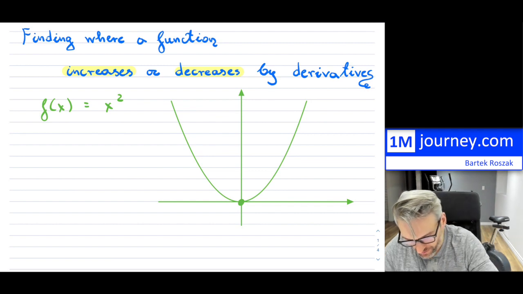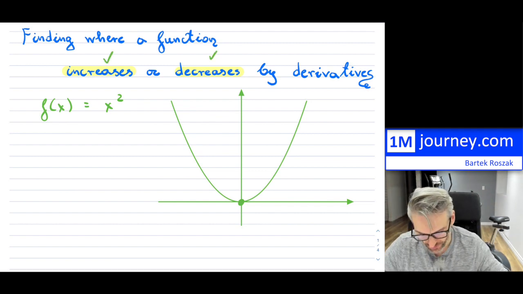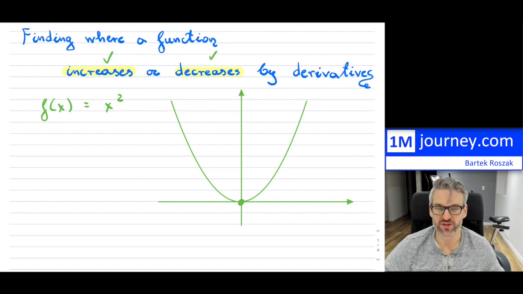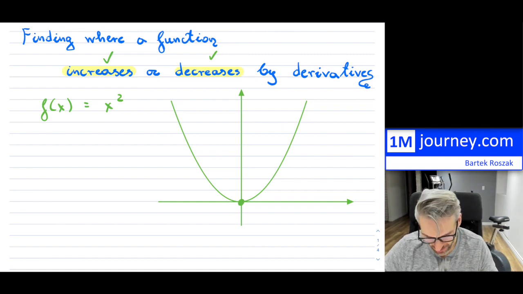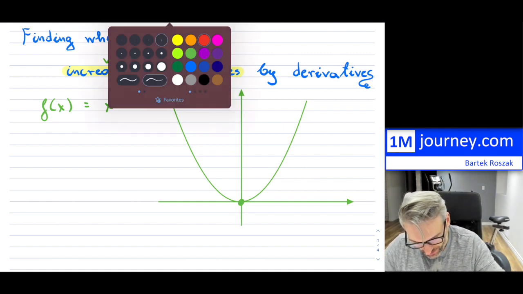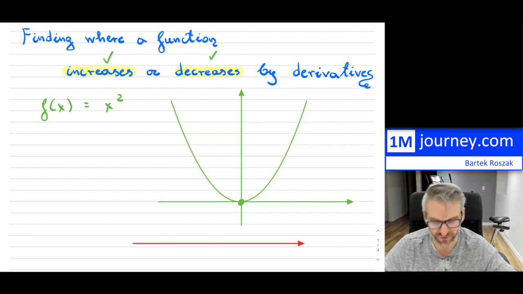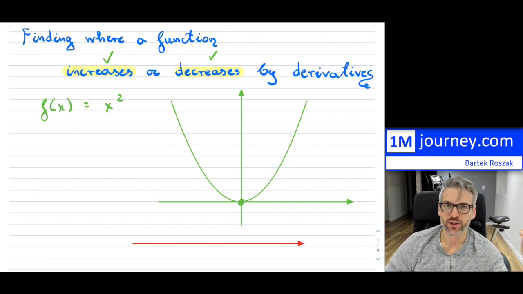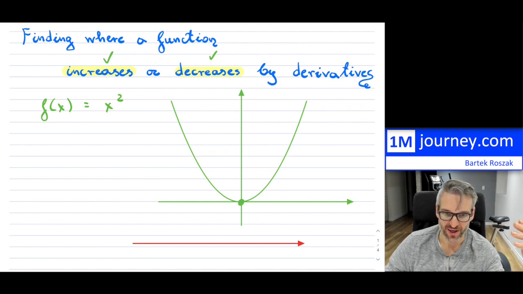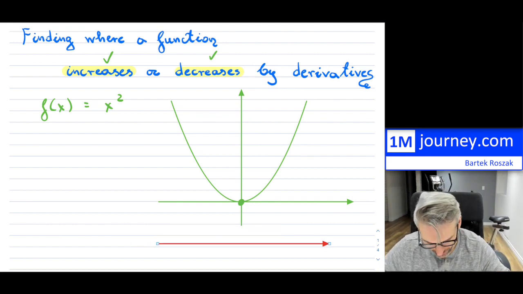Now, what do we mean by increases and decreases? When we're saying a function is increasing or decreasing, what we mean is that we are coming from the left and going to the right. If you're going from the right to the left, then it might mean something else completely. So we're always thinking going from negative to positive, from something smaller to something bigger. So we're going from left to right.